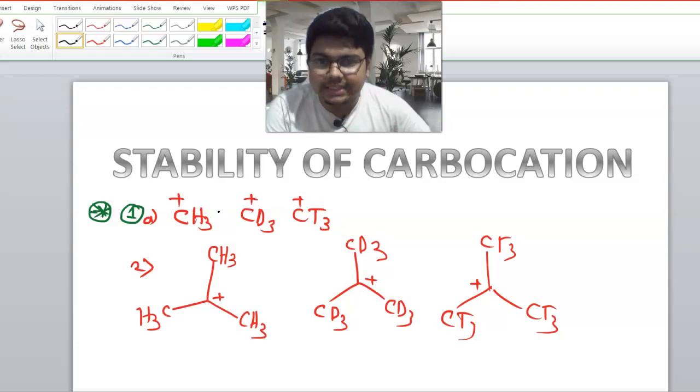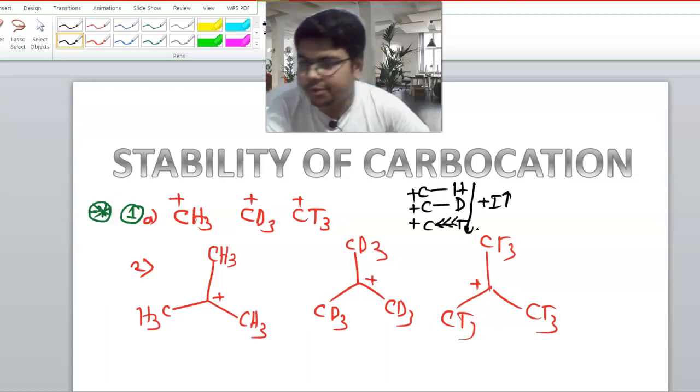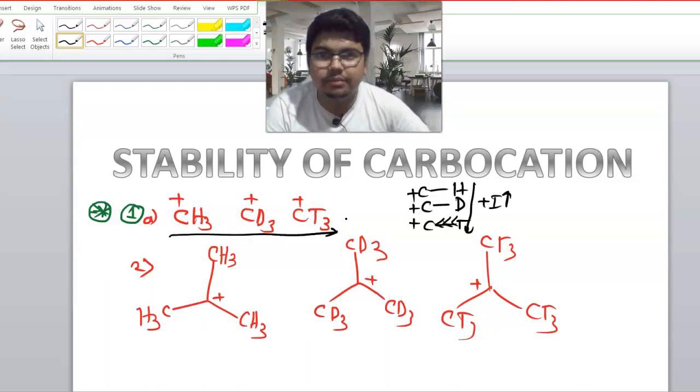First, CH3, CD3 and CT3. Here the atom is carbon with deuterium or carbon with hydrogen or carbon with tritium, right? The carbon is positively charged. Then these 3 groups cannot show plus R, cannot show plus M. Only the possibility is plus I. And plus I effect from hydrogen to deuterium to tritium increases. So tritium will push more, and that will stabilize the carbocation more. So CT3 will be maximum. So along this direction the stability will be more.